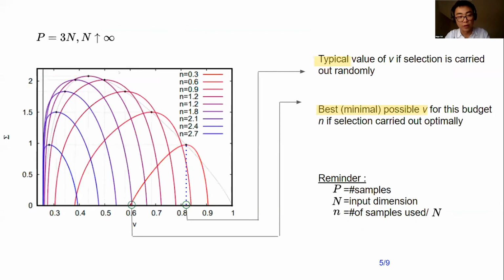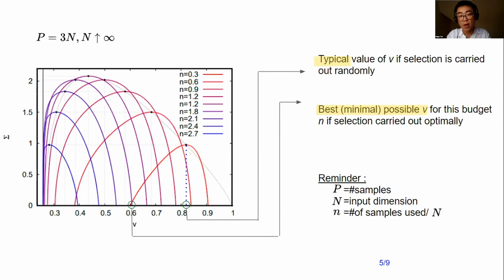So basically, you recognize on the left axis the complexity, which we're interested in. A brief reminder: small n is the number of samples you can afford to use divided by the input dimension. For example, n equals 0.3, the rightmost curve, the red one on that plot, corresponds to your taking 10% of your data set.